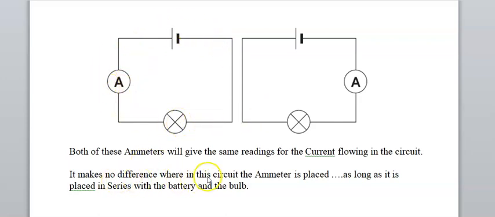So it makes no difference where in the circuit the ammeter is placed, as long as it is placed in series with the battery and the bulb. In series just means before or after any one of those components.